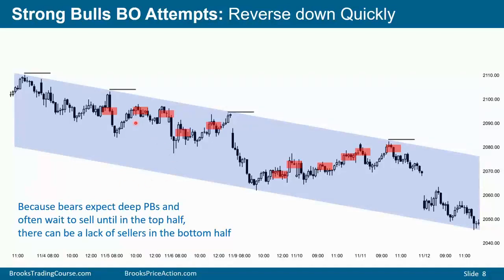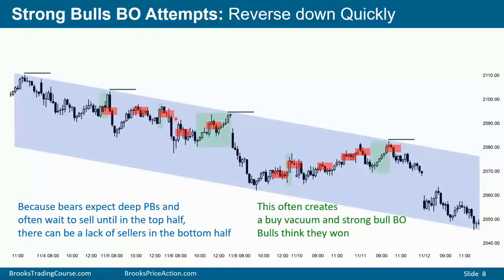Remember, the bears are looking to sell rallies, up somewhere in the middle third or even the top third, somewhere in the top half of the most recent bear leg. Therefore, the bears are not selling down here, they're selling up there. There is then a lack of sellers here, and the reversal up can be fairly sharp. You get a buy vacuum up to the resistance area, up to the sell zone, and it can be fairly sharp, and the market can even become always in long.